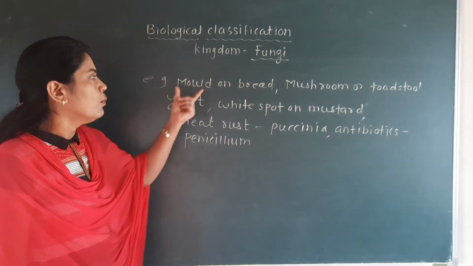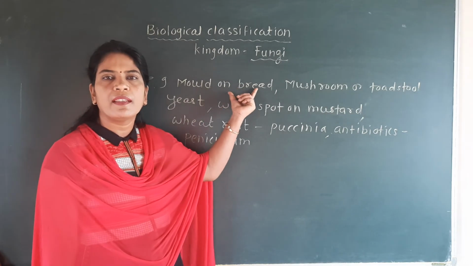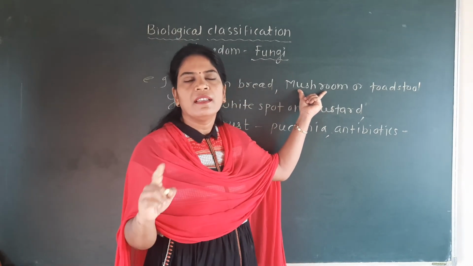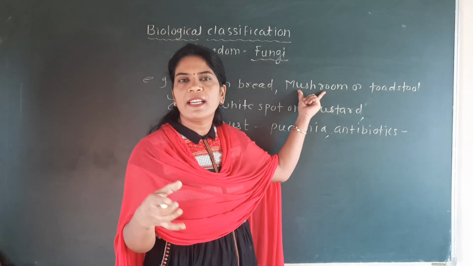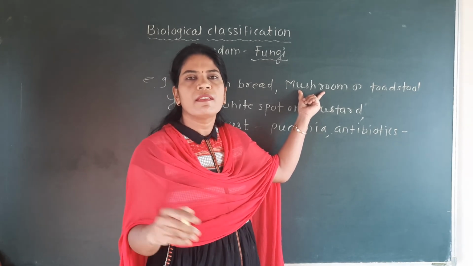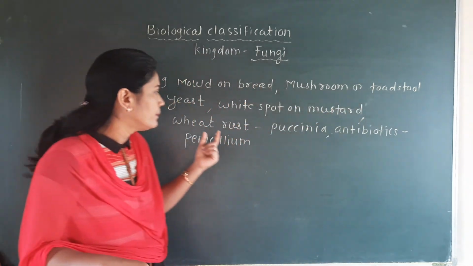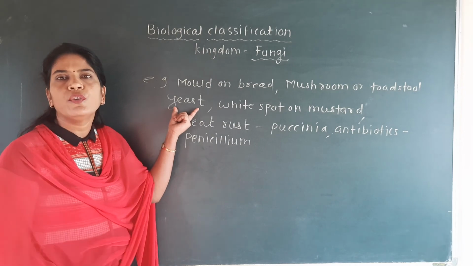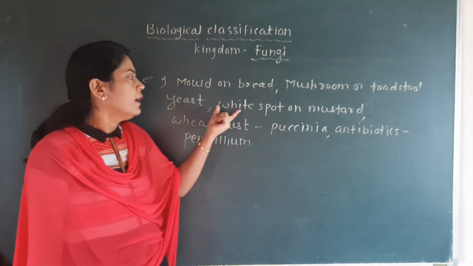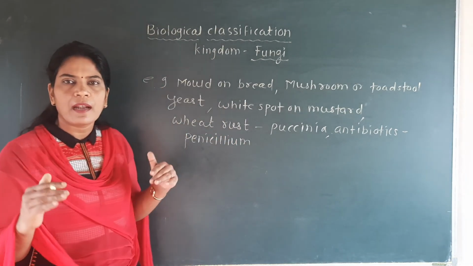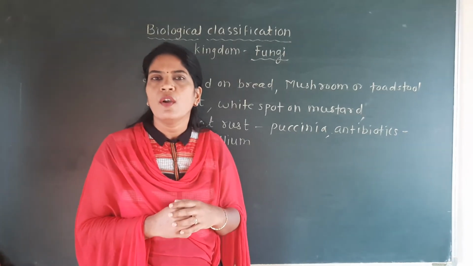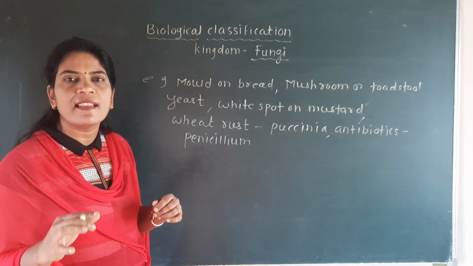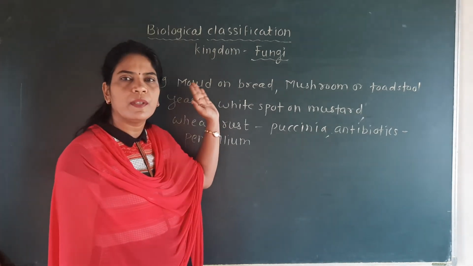Again we will revise. Mold on bread, the fungus that grows on bread, is a fungus. Mushroom, the umbrella-like structure, is of two types: edible and non-edible. Non-edible poisonous mushroom is called a toadstool. Then yeast, which is a unicellular fungus used for making bread and beer. White spot on mustard: mustard is a plant called mori in Marathi, and on the mustard leaf there are white spots, which are the spots of a fungus.